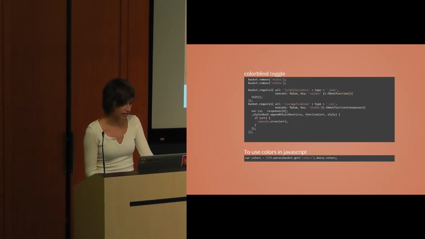So now in our colorblind toggle, we simply override the colors.json, and once that's done, we reinit the JavaScript to basically just reload it. And in order to get the colors, you can use the basket API, which is down here. I'm just doing basket.get colors and then the data, and that'll give you all the colors.